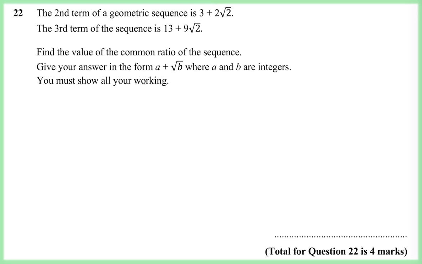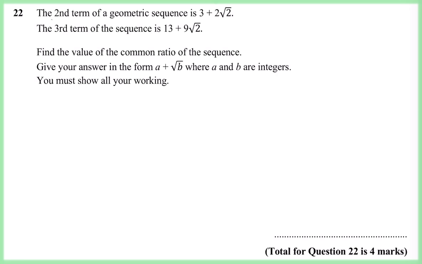Here is an exam question on geometric sequences involving surds. We're asked to find the value of the common ratio. So the final answer is actually 3 plus root 2. Hopefully I can show you under 4 minutes how to get there.